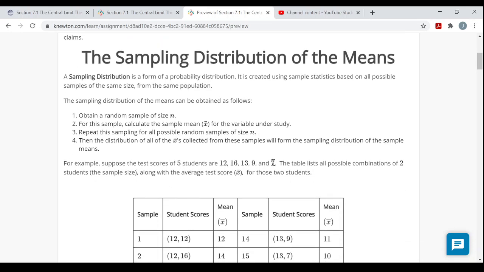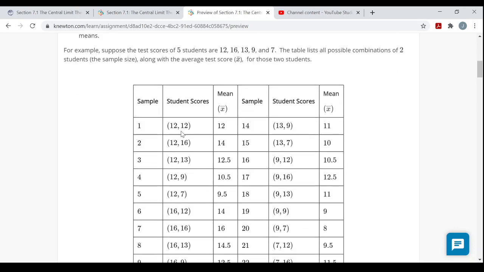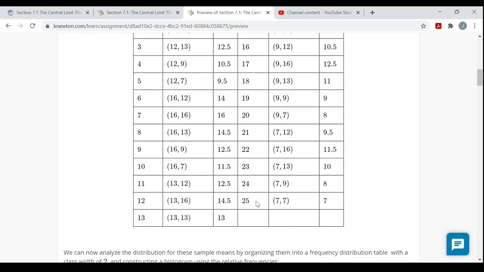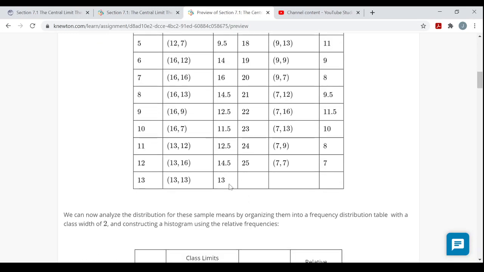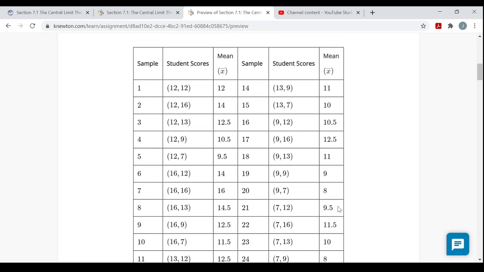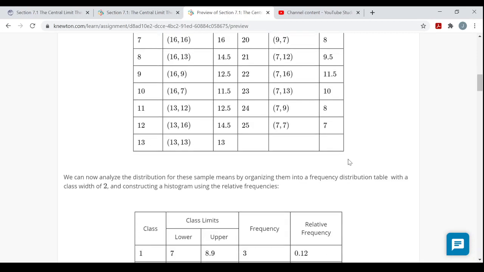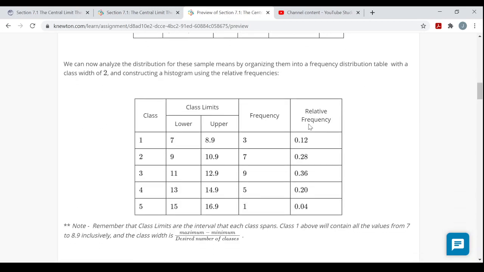So again, suppose the population of scores was 12, 16, 13, 9, and 7. And I took all the combinations, just samples of size 2. So they took all these samples of size 2. There are 25 samples here of size 2. Took their means. See all these means in the third column and the sixth column here. And then for these 25 means, they went and made a histogram.